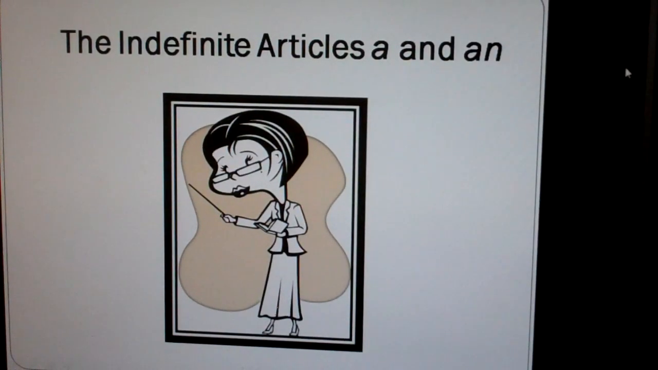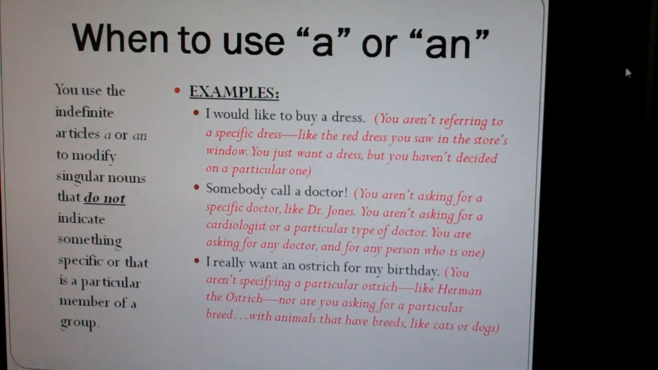English grammar. The indefinite articles a and an. When to use a or an. You use the indefinite articles a or an to modify singular nouns that do not indicate something specific or that is a particular member of a group.